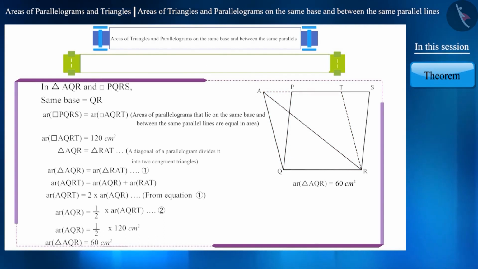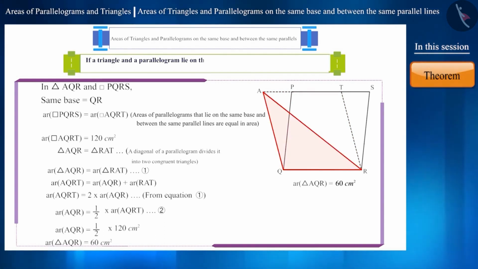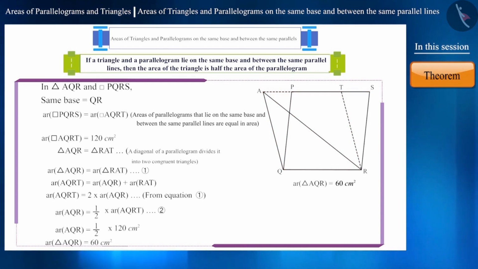Can we say that if a triangle and a parallelogram lie on the same base and between the same parallel lines, then the area of the triangle is half the area of the parallelogram?